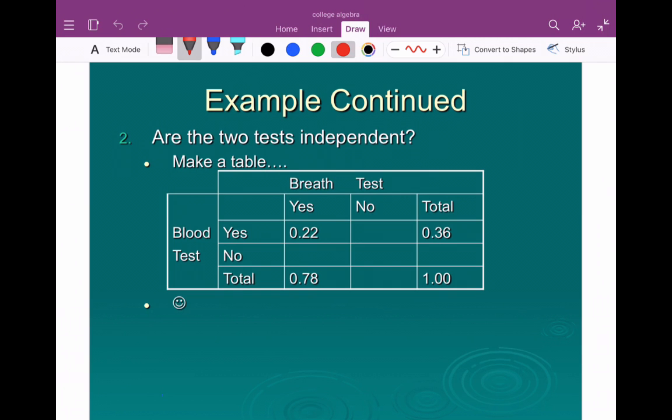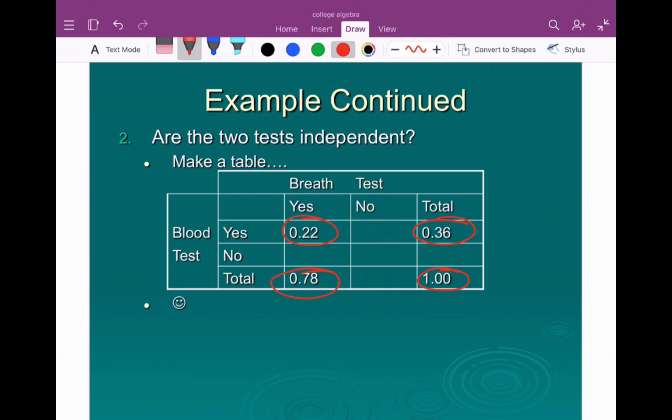For our second example, we want to know if the two tests are independent. So, does the fact that you get a breath test affect getting a blood test? So, in this case, I would make a table. To make the table, we just plug in the numbers that we already know. The total is 100%, the probability of getting a blood test is 36%, probability of a breath test is 78%, and then we know that the probability of getting both is 22%.